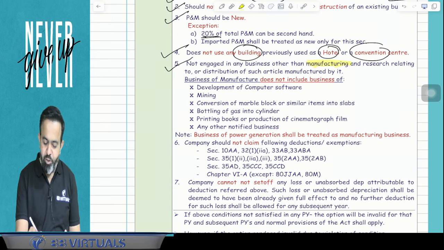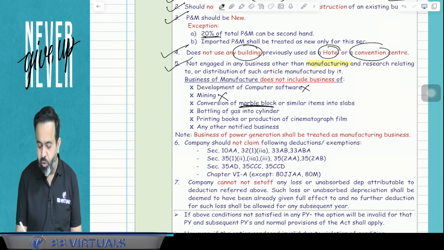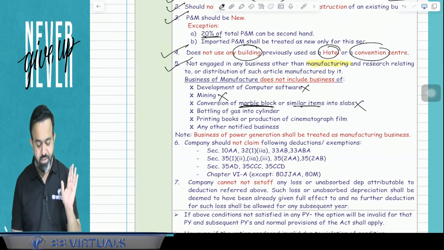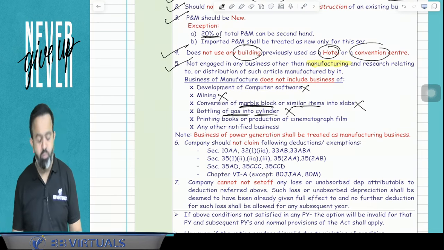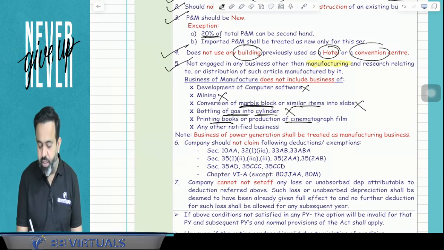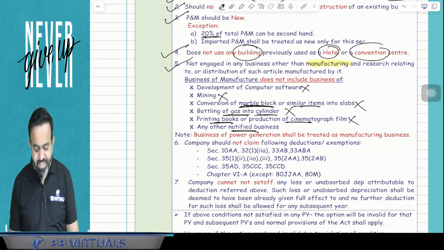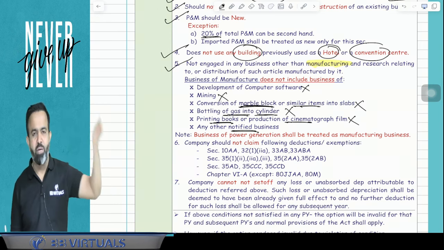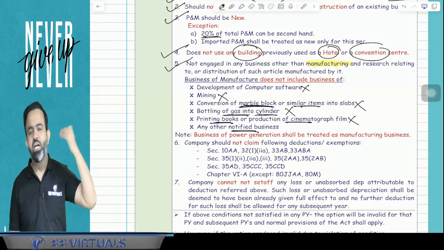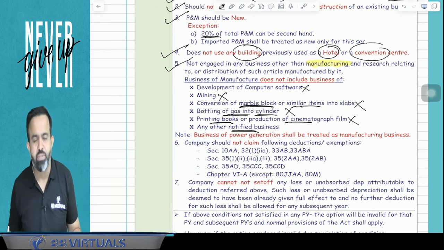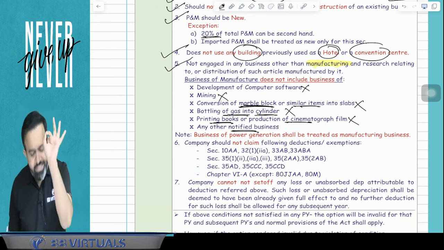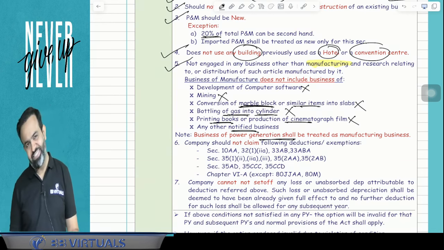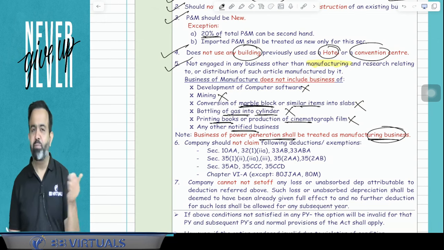Now, one more point, guys, the lawmaker says that these will not be treated as a manufacturing business. Development of computer software is not a manufacturing business. Mining is not a manufacturing business. Conversion of marble block or similar item into slabs or tiles is not a manufacturing business. Bottling of gas into cylinders is not a manufacturing business. Production of movies or printing of books is not a manufacturing business, nor is any other notified business. But wait a minute, electricity generation will be treated as a manufacturing business.